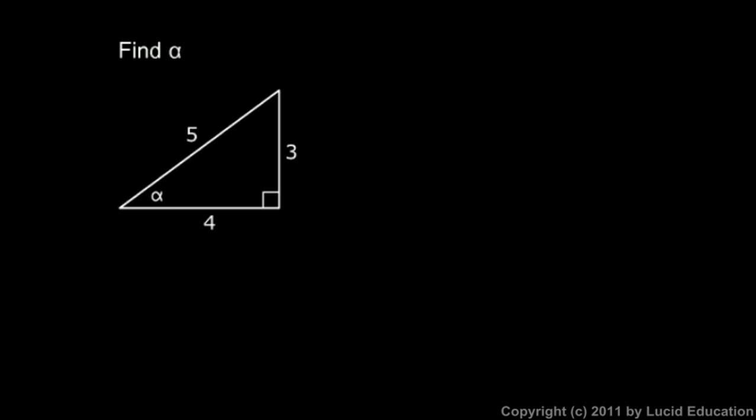Okay, here's a more practical example. We're given a triangle here. Okay, it's a right triangle. You see the right angle right there. And we're given this angle here, or we're shown this angle here, alpha, and we're told to find alpha. We're given the lengths of the sides.